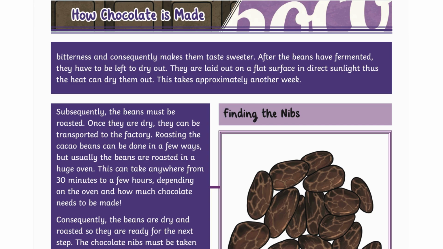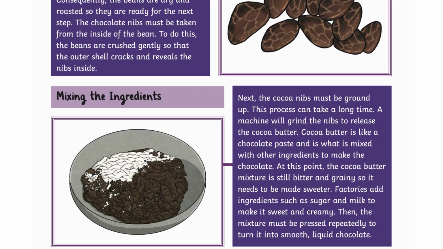Consequently, the beans are dry and roasted, so they are ready for the next step. The chocolate nibs must be taken from the inside of the bean. To do this, the beans are crushed gently so that the outer shell cracks and reveals the nibs inside.